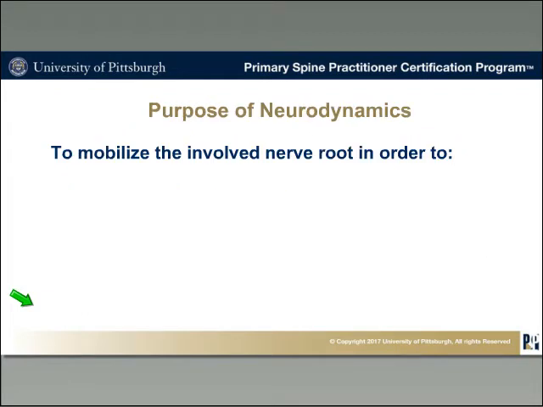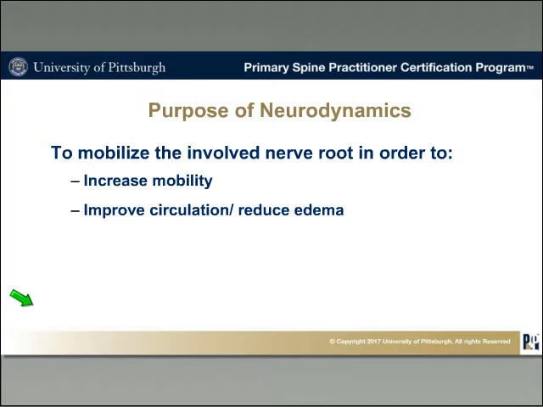So when we're applying neurodynamics, the purpose is to mobilize the involved nerve root for the purpose of increasing the mobility of the nerve root. Number two, improving the circulation and reducing the edema within the nerve root. To desensitize the nerve root. So these are the three primary purposes of applying neurodynamic processes in patients with radiculopathy: to increase mobility, to improve circulation and reduce edema, and to desensitize the nerve root.